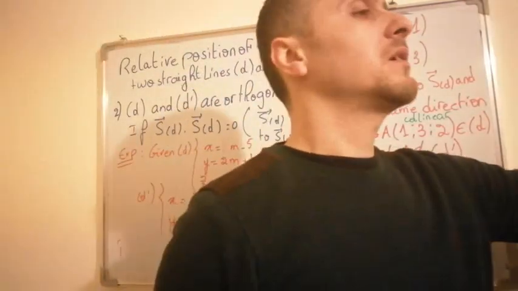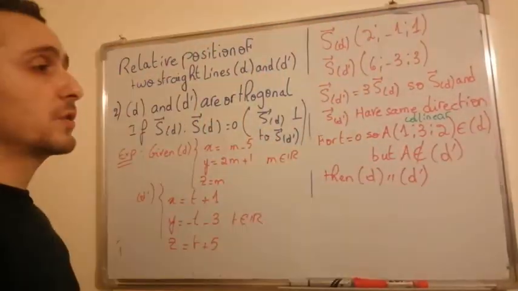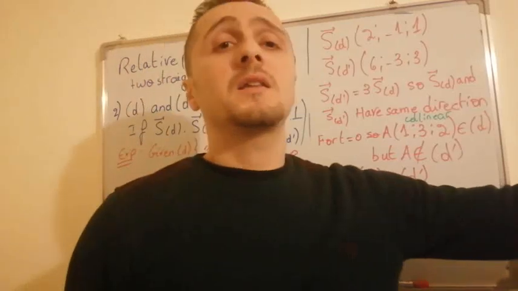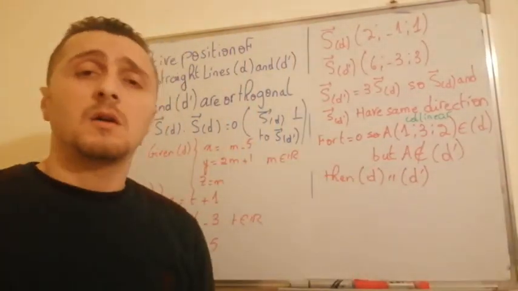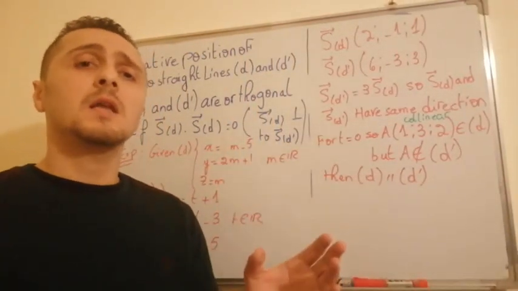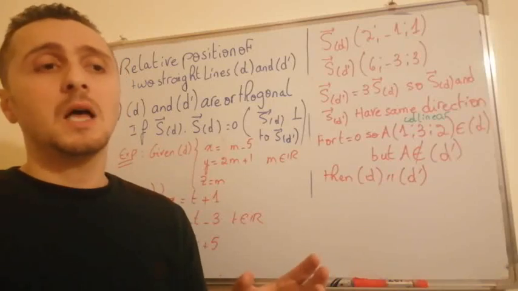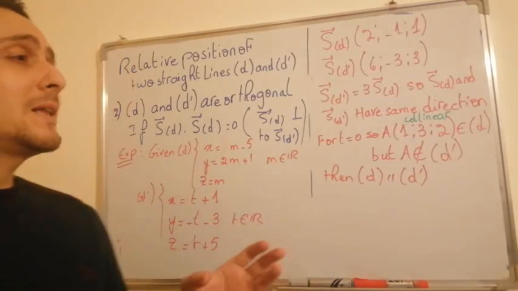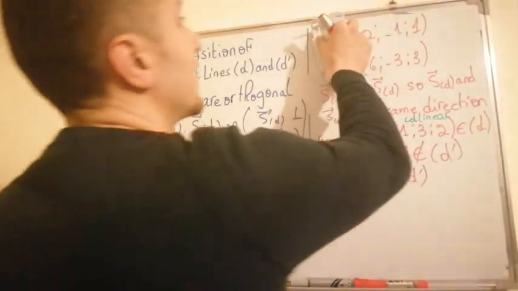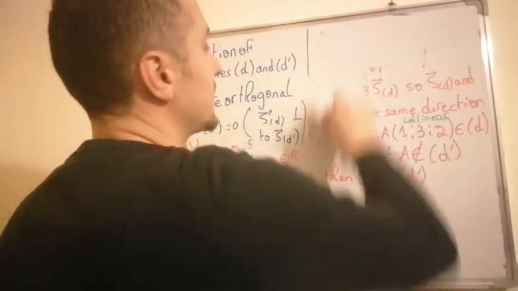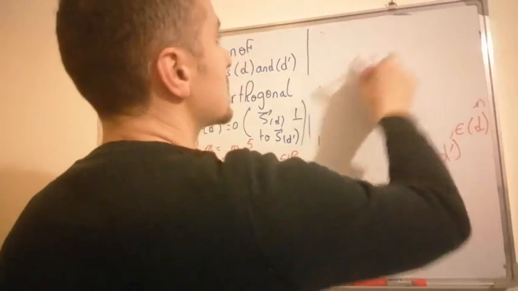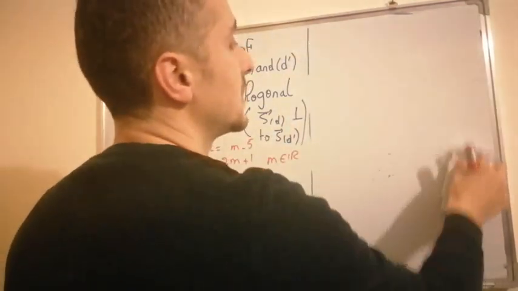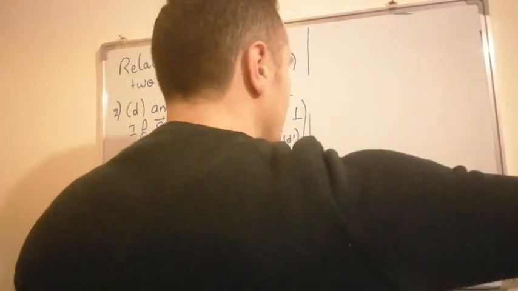To prove that these lines are orthogonal, we can find the direction vector of the first line and the direction vector of the second line, and we calculate their scalar product. If their scalar product equals 0, then the two lines are perpendicular, or they are orthogonal. Okay?